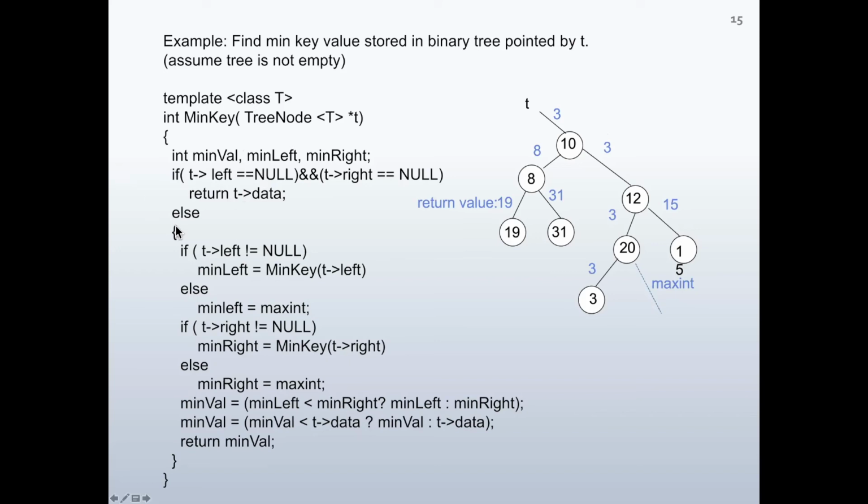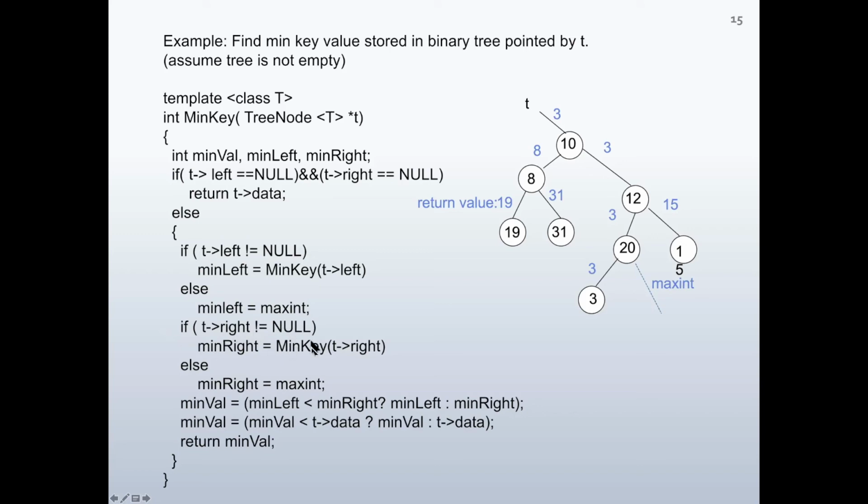Otherwise, it is not a leaf node, and we are checking if the left link is not null. If this is the case, then we are setting the value of the variable min_left with the return value from the function minkey, which is called for the left field of the node. Otherwise, min_left is set to max integer, whatever the possible maximum value for the integer is. That means what comes from the other subtree will be chosen when compared, whichever is smaller. Then we are checking if the right link is not equal to null.